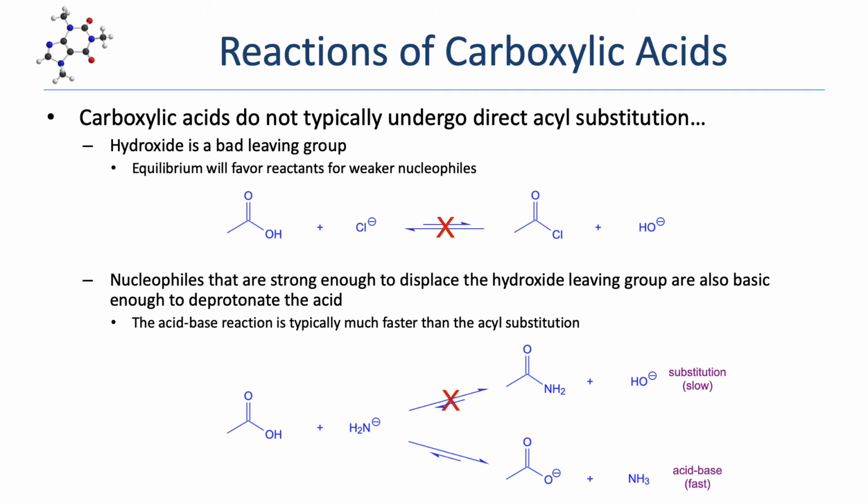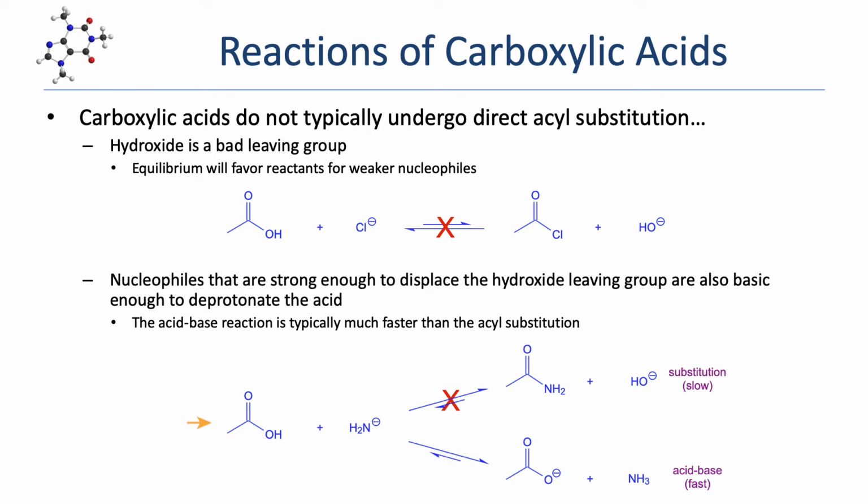The second reason that carboxylic acids are so unreactive in acyl substitutions is because of their relatively high acidity. Let's take a look at what would happen if a carboxylic acid is treated with a strong nucleophile, one that should be reactive enough to displace the hydroxide leaving group. So here I show a carboxylic acid reacting with a very strong nucleophile, NH2-. The top pathway represents acyl substitution, in which the NH2- displaces the hydroxide to form an amide and hydroxide.